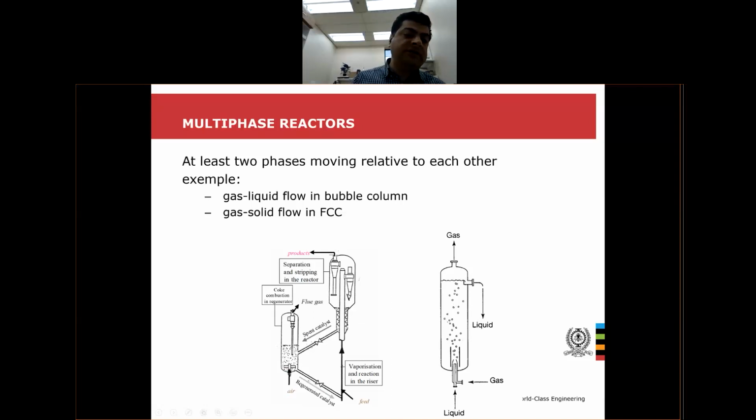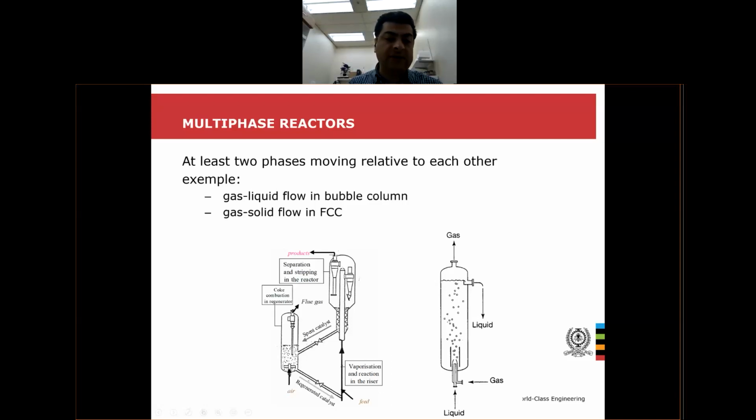In another multi-phase system, which is the very famous fluid catalytic cracking process for making gasoline, you have mostly gas and solid phases. So you have a riser. This vertical tube is the riser of the FCC. The fuel is injected from the bottom. Inside the riser, you have catalyst that is actually returned from a regenerator. So there is a very high gas velocity inside this riser.